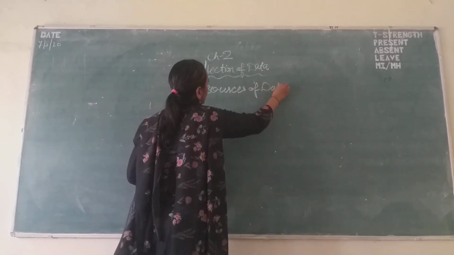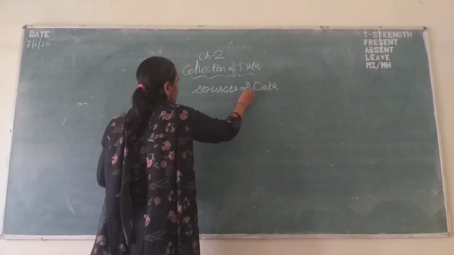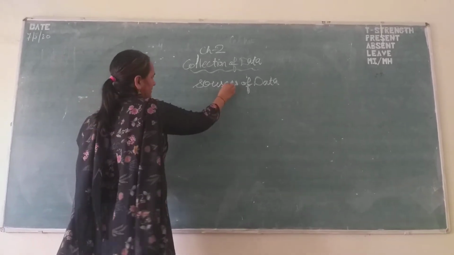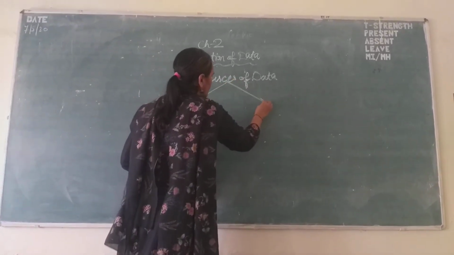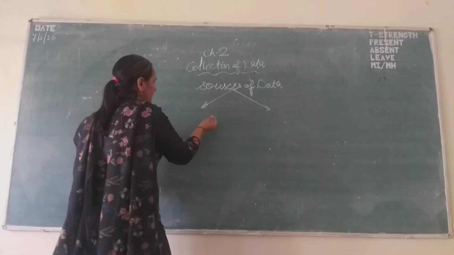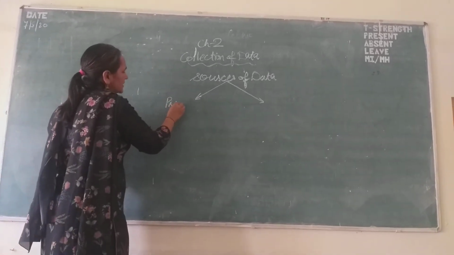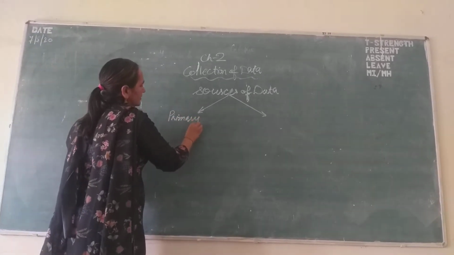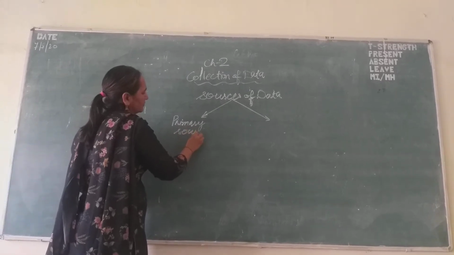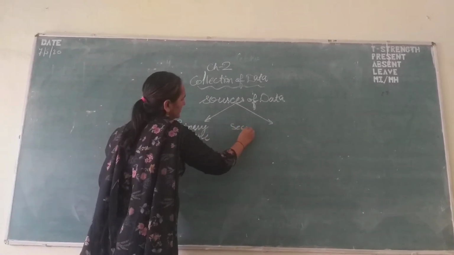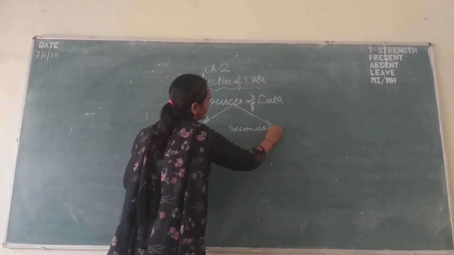Now we have collected this data. How is this data collected? There are two sources for the collection of data. One is primary source and second is secondary source.